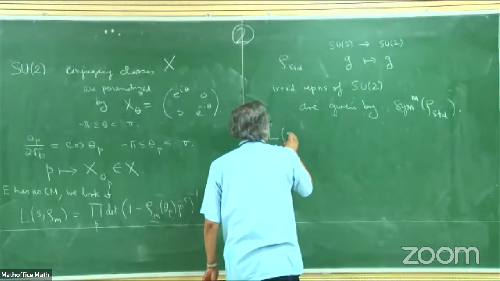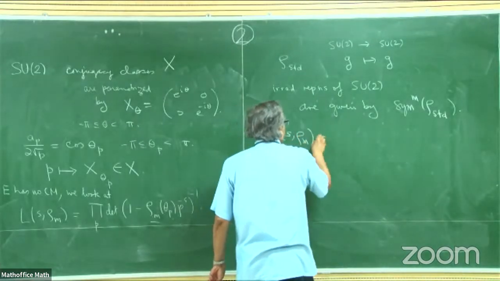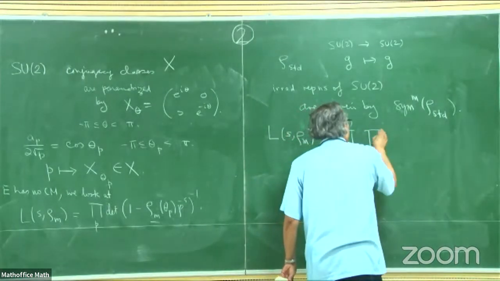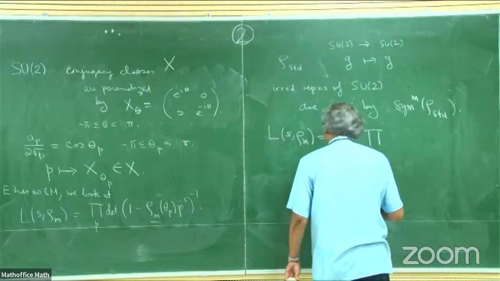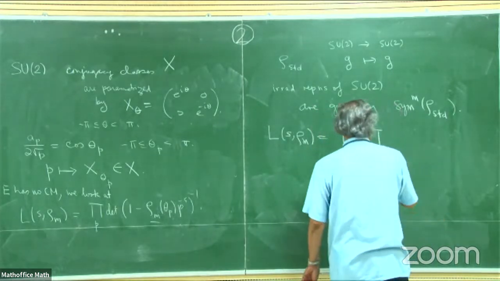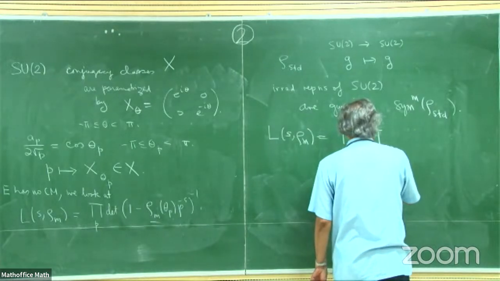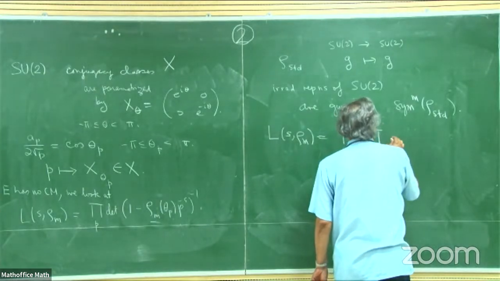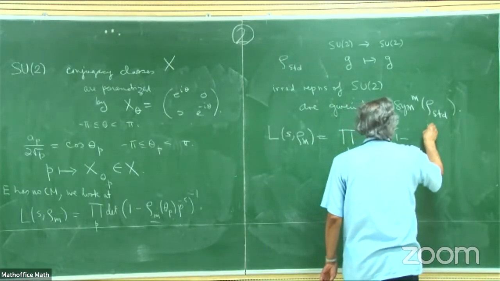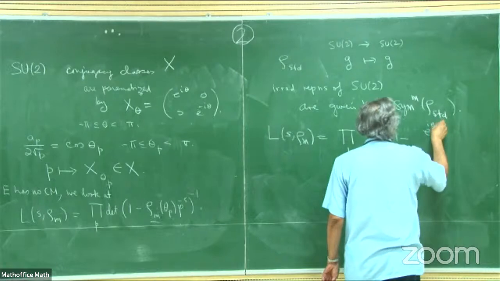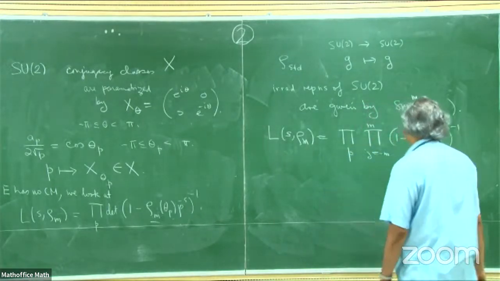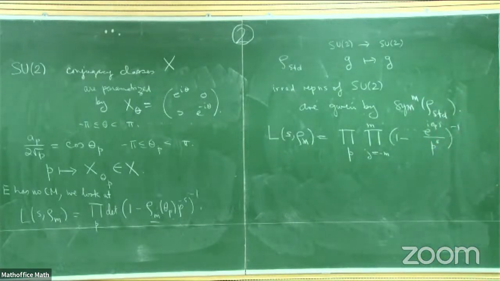Then L(s, rho_m) turns out to be equal to the product over the primes p, product over j going from, this is where I'm going to probably mess up, minus m to m, perhaps, let's see, of 1 minus e to the i theta_p j over p to the s, inverse. And I think one can write it down in this horrible way.